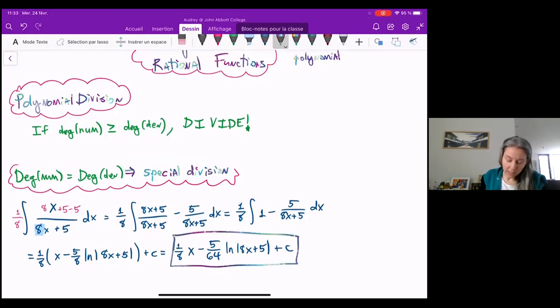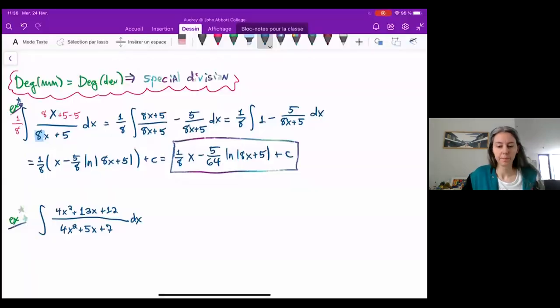Okay, let's now take this special division one step further and see how we can use it in a little bit more complicated questions. Okay, so we have the integral of 4x squared plus 13x plus 12 over 4x squared plus 5x plus 7. In this case, it's really straightforward. The first part, because we have 4x squared on the top and on the bottom, so I don't have anything that I need to multiply by. But I want a 5x plus 7 on top when what I have is a 13x plus 12.